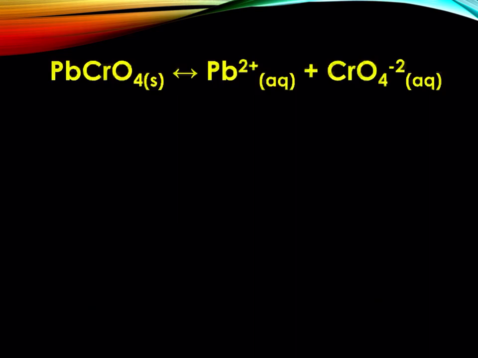Okay, so here we have our solid, lead chromate. So how did I know that was the solid? That is the KSP we're given. We're given lead chromate, so that has to be our solid. And then it splits apart into lead ions and chromate ions. And again, if chromate's one of those ones that you struggle with, it is on the back of your periodic table. Okay, you do not need to memorize that.